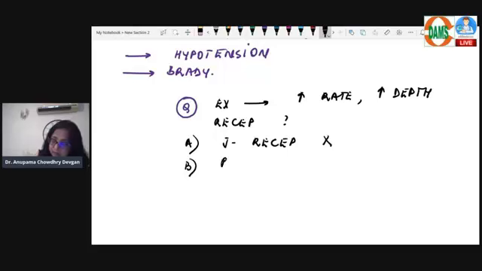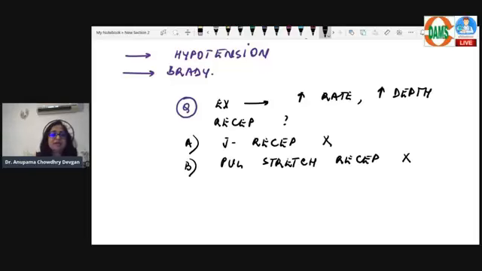B, is it going to be the pulmonary stretch receptors? Definitely not, because if pulmonary stretch receptors are excited, they will decrease the depth of inspiration and prolong the expiration time. So that is also not seen in exercise. There is an increase in rate and depth.